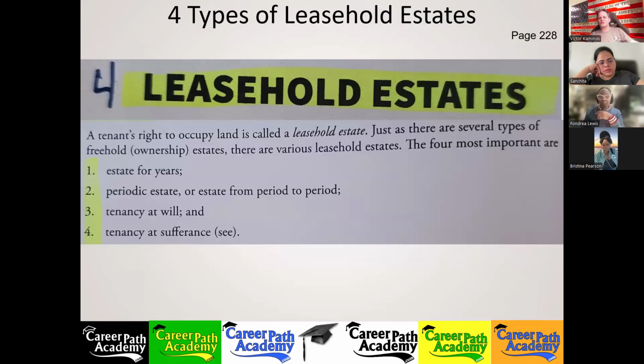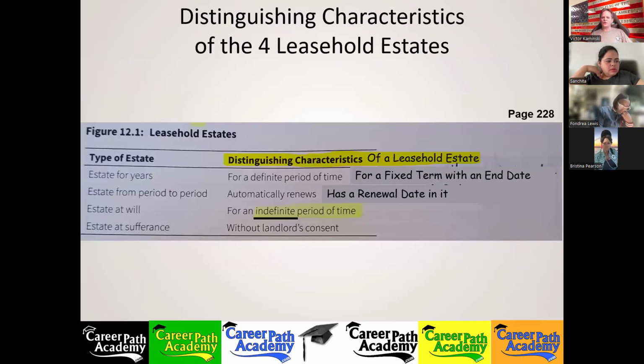So there are 4 types of leasehold estates. That's why I wrote the number 4 in front of that, and then I just highlighted them down. Estate for years, periodic estate, tenancy at will, and tenancy at sufferance. So there are 4. What are the distinguishing characteristics of each one of these estates? Let's highlight distinguishing characteristics of a leasehold estate.